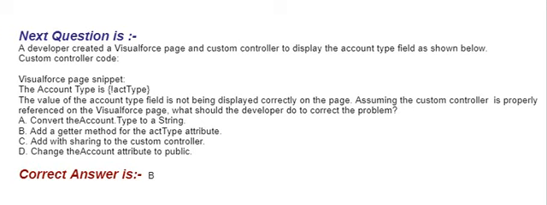Option A. Convert the account type to a string. Option B. Add a getter method for the acc.type attribute. Option C. Add with sharing to the custom controller. Option D. Change the account attribute to public. Correct answer is option B.